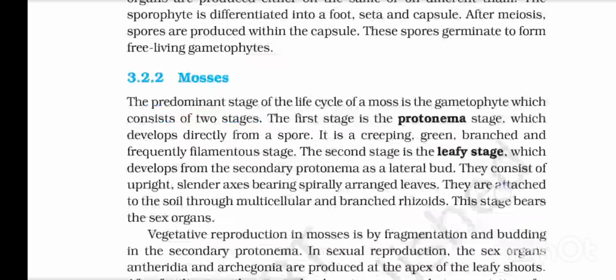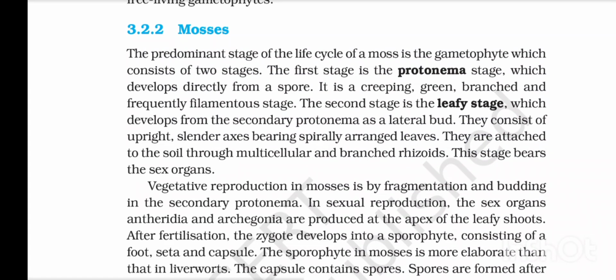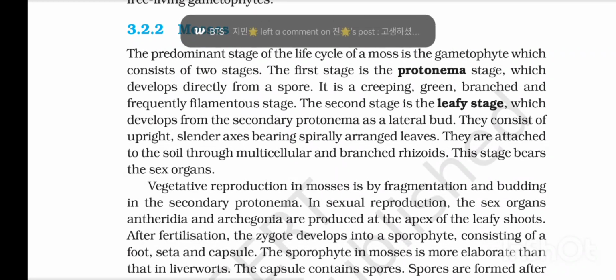3.2.2 Mosses. The predominant stage of the life cycle of moss is the gametophyte, which consists of two stages. The first stage is the protonema stage, which develops directly from a spore. It is a creeping, green, branched and frequently filamentous stage. The second stage is a leafy stage, which develops from the secondary protonema as a lateral bud.